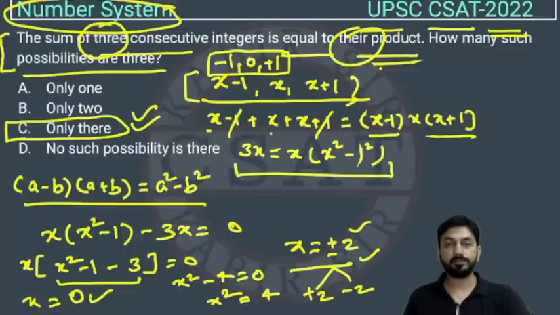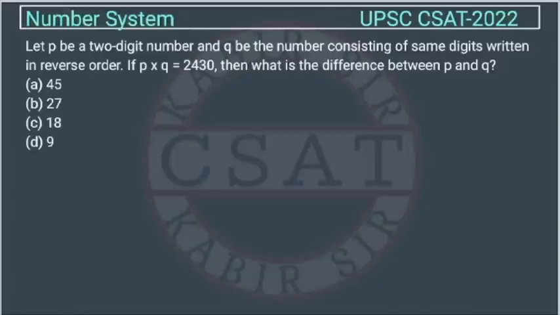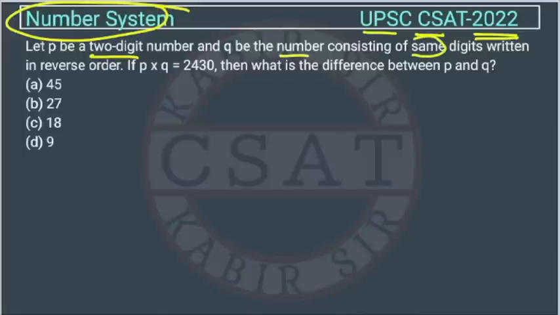So this is a question from the number system chapter asked by UPSC in the CSAT paper of 2022. Let P be a two digit number and Q be the number consisting of the same digits written in reverse order, right? If P into Q is equal to 2430, then what is the difference between P and Q? So we have to find P and Q. So P कैसा number है? P is a two digit number, right? So this will be in the form of xy.